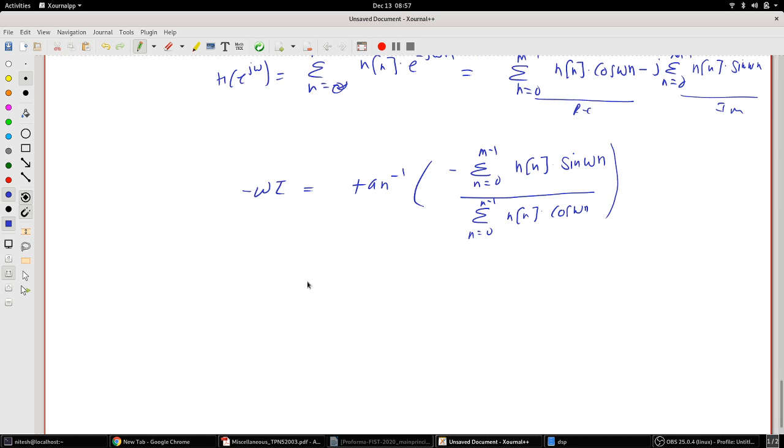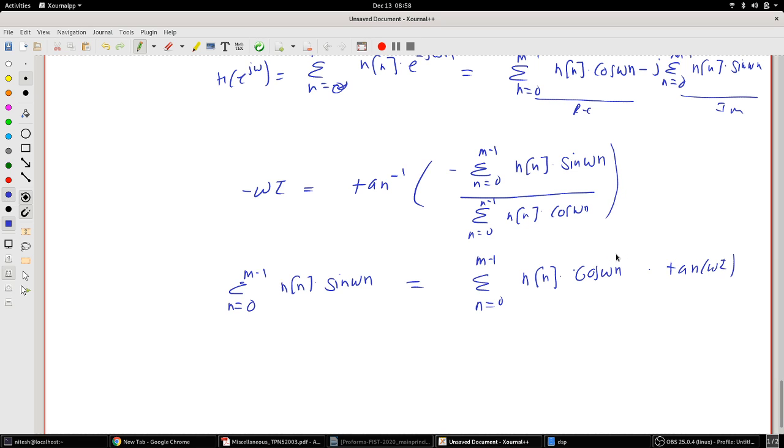So what happens here is summation n equal to 0 to m minus 1 h of n into sin omega n becomes equal to summation n equal to 0 to m minus 1 h of n cos omega n into tan of omega tau. This is what I get.